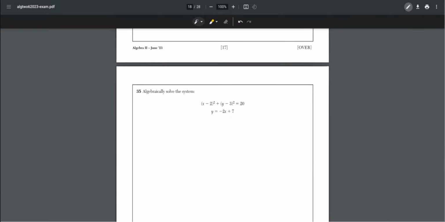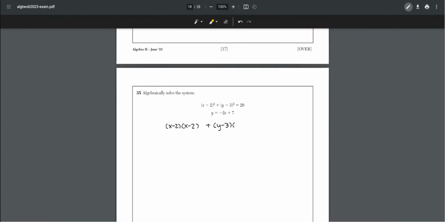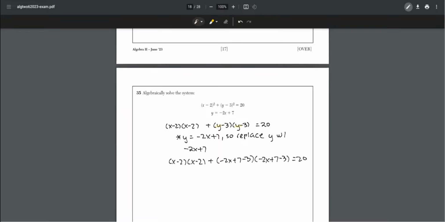Number 35. Algebraically solve the system where (x minus 2) squared plus (y minus 3) squared is equal to 20 and y is equal to negative 2x plus 7. So we can write this out, and since y is equal to negative 2x plus 7, we can replace y with negative 2x plus 7. Then we can multiply everything out. x squared minus 4x plus 4 plus 4x squared minus 16x plus 16 is 20. So 5x squared minus 20x plus 20 is 20. We can factor out the 5 and factor this further.